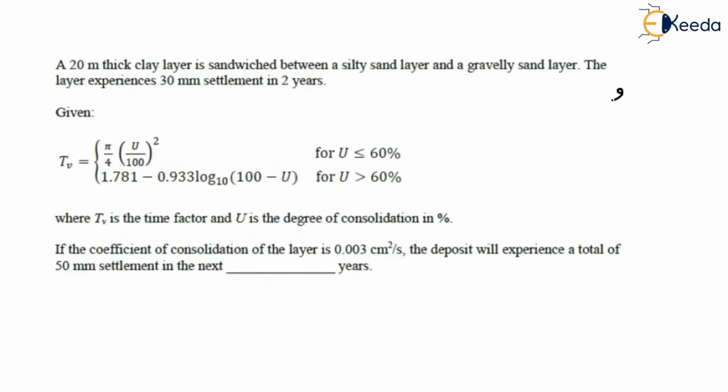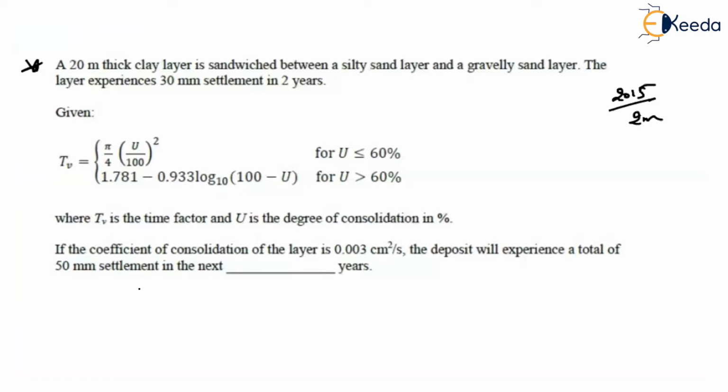So this is the question asked in the year 2015, for 2 marks. Now let us read. A 20-meter thick clay layer is sandwiched between a silty sand layer and a gravelly sand layer. The layer experiences 30 mm settlement in 2 years. Now what do we need? The time factor and degree of consolidation. So let us find out the time factor. What is the question here? If consolidation is this much, the deposit will experience a total settlement in how many years?